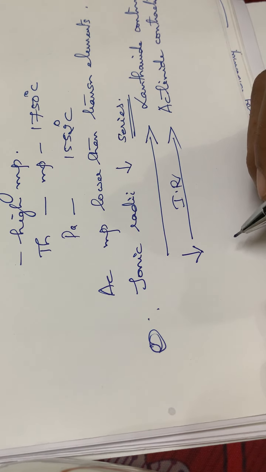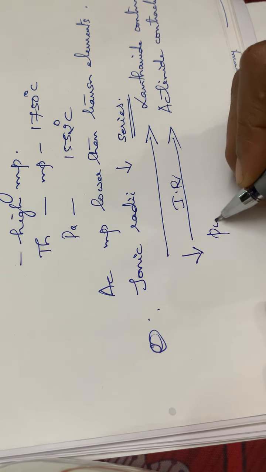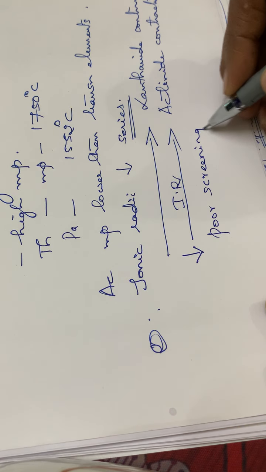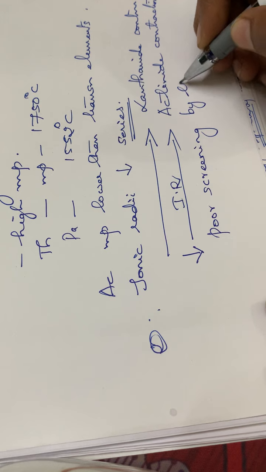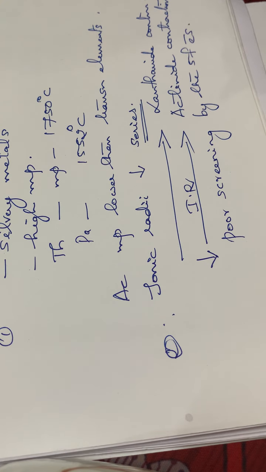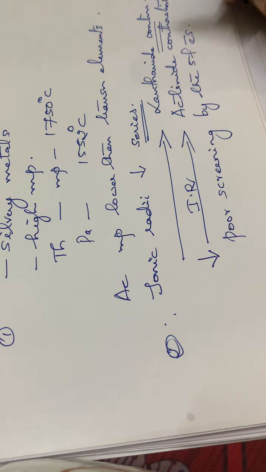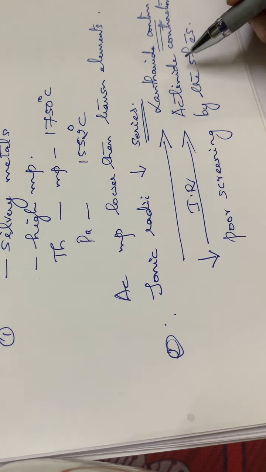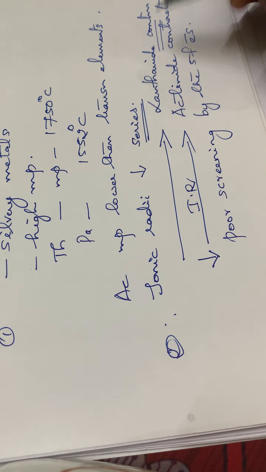Here also the ionic radii decrease due to poor screening. This actinide contraction is due to the poor screening by the 5f electrons, whereas in the case of lanthanide contraction, it is due to the poor screening by the 4f electrons. So this actinide contraction is analogous with the lanthanide contraction. So that is the second point.